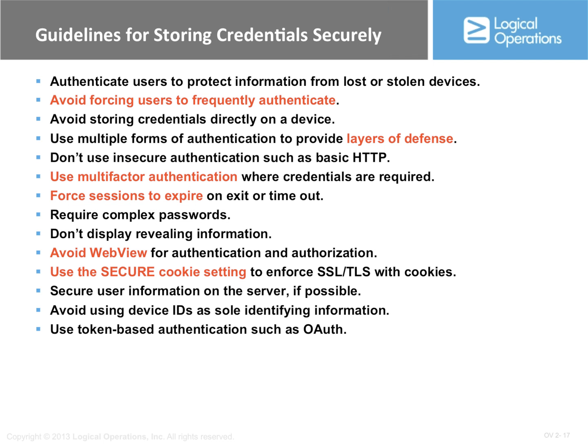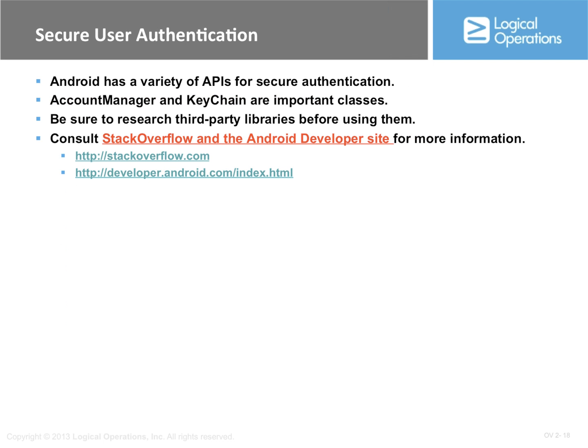Use the secure cookie setting. All it's doing is enforcing SSL/TLS with the cookies. So that is why it's there. Force the encryption once you open the transmission channel, and then obviously avoid WebView for authentication and authorization. Make them go into the app to perform the ID authent and author, and not use an outside browser to get that done.